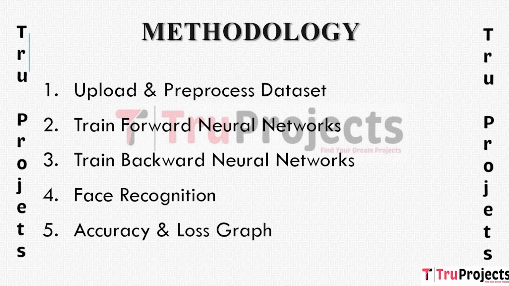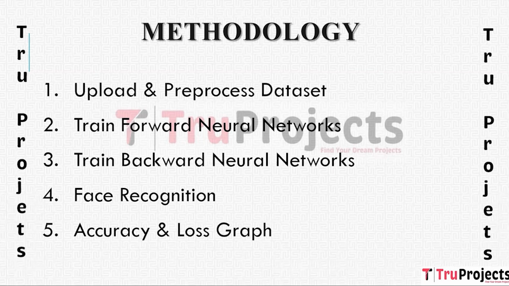Third module is train backward neural networks. Backward neural networks, also known as autoencoders, are trained to reconstruct the input data. These networks consist of an encoder and a decoder. The encoder compresses the input data into a lower dimensional representation, and the decoder reconstructs the original data from this representation. The process involves minimizing the difference between the original and reconstructed data. However, it's important to note that autoencoders might not be the best choice for face recognition due to their reconstruction nature.